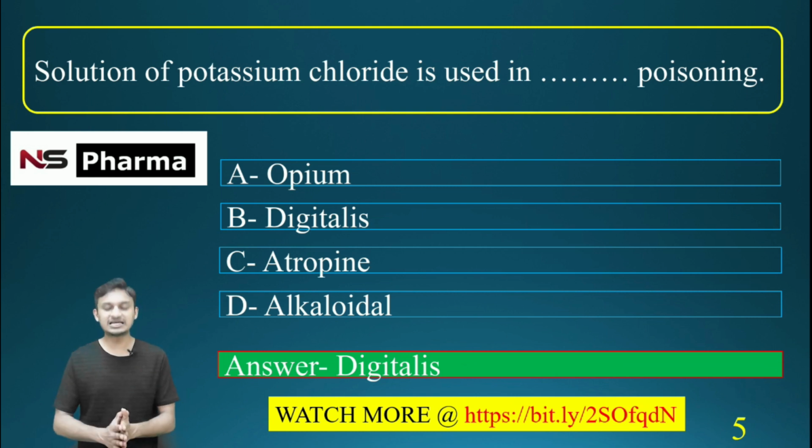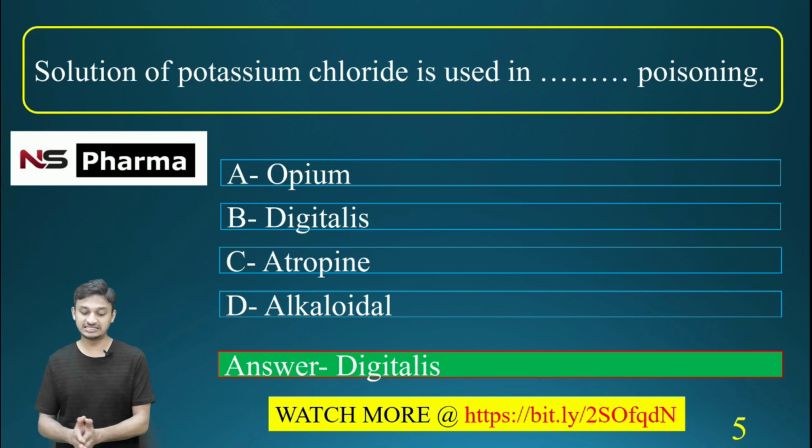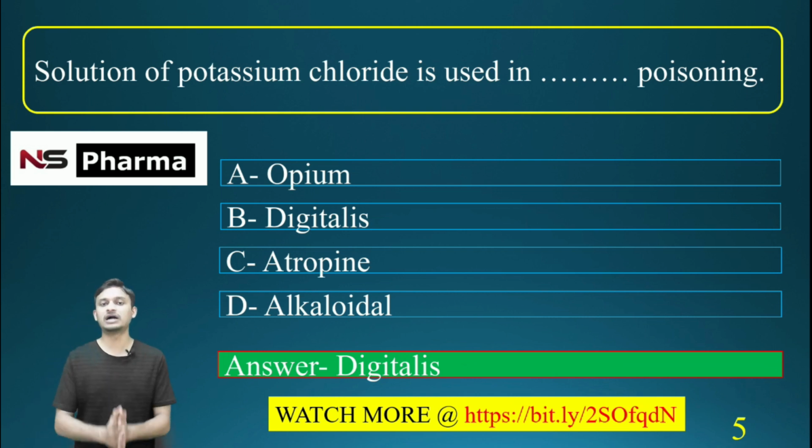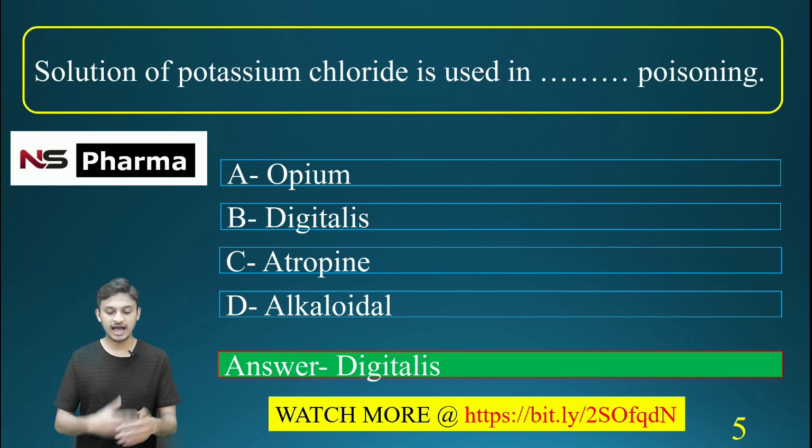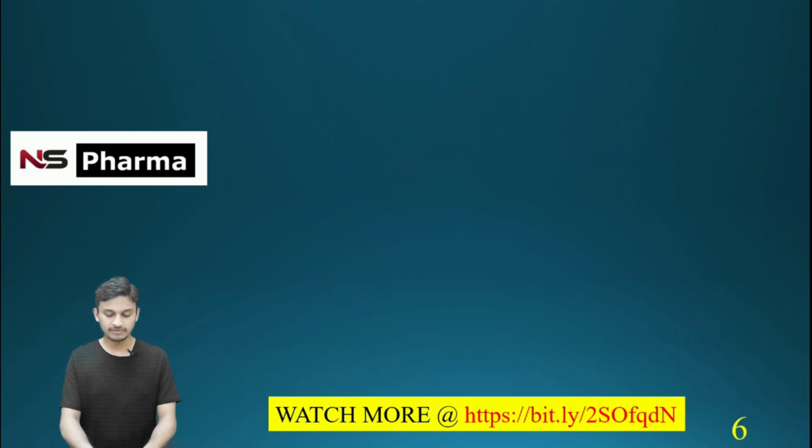Why? Because digitalis toxicity causes hypokalemia. The level of potassium will be less during the digitalis toxicity, so we have to use solution of potassium chloride. The antidote of digitalis toxicity is digibind, or digitalis immune fab. Now we are moving to the next question, question number 6.